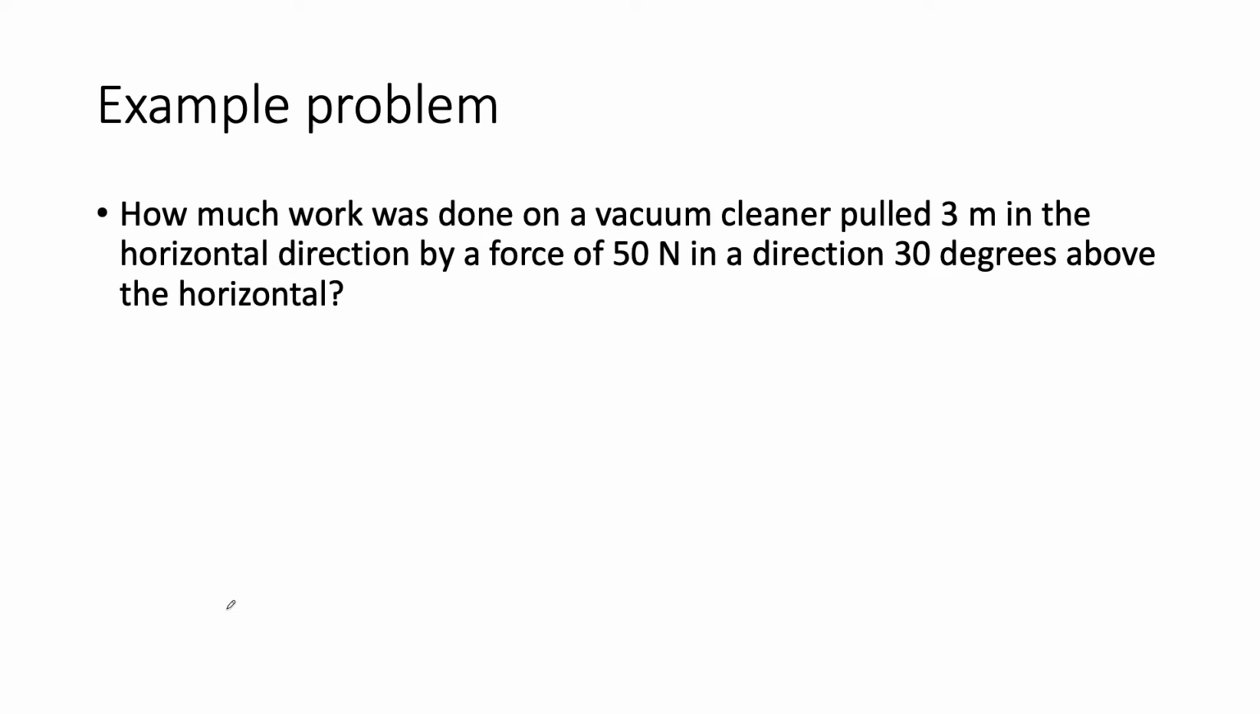So with this example problem: how much work is done on a vacuum cleaner pulled 3 meters? Oh, we have a distance. So here's our D, in a horizontal direction, by a force of 50 in a direction 30 degrees above horizontal. God, this looks bad. But to get the idea, here's my right angle. We want to know what this is. This is X. We want to know the amount of force in this direction, and this is actually 30 degrees. So the force is actually the hypotenuse times cosine of 30.